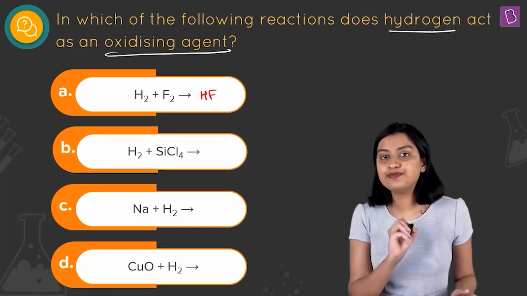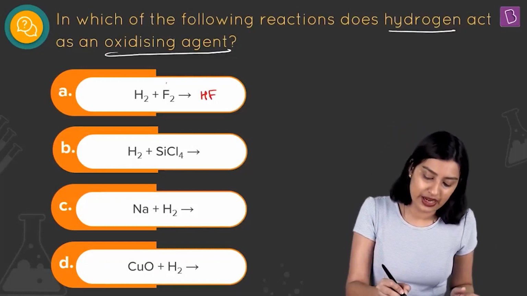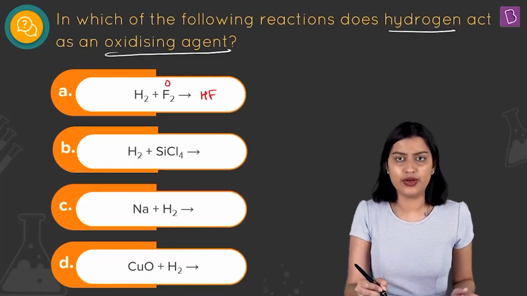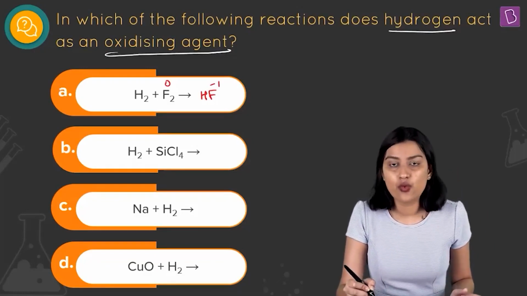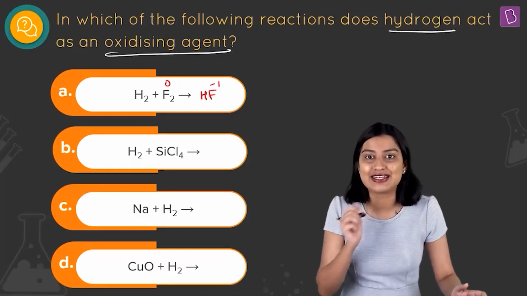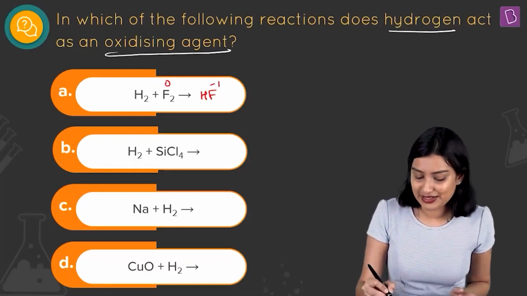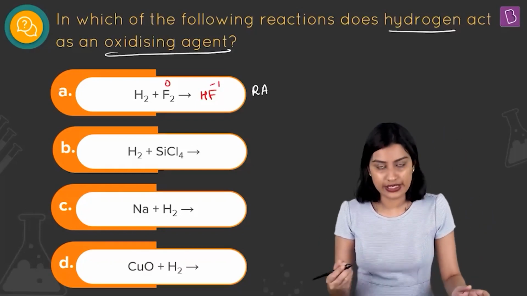So initially, when we started off with fluorine, on the reactant side, you had fluorine in the oxidation state of 0, and on the product side, you have fluorine in the oxidation state of -1. Correct? So here, what is the change? The change is fluorine is getting reduced, right? So fluorine is getting reduced, which means here hydrogen has behaved as a reducing agent.